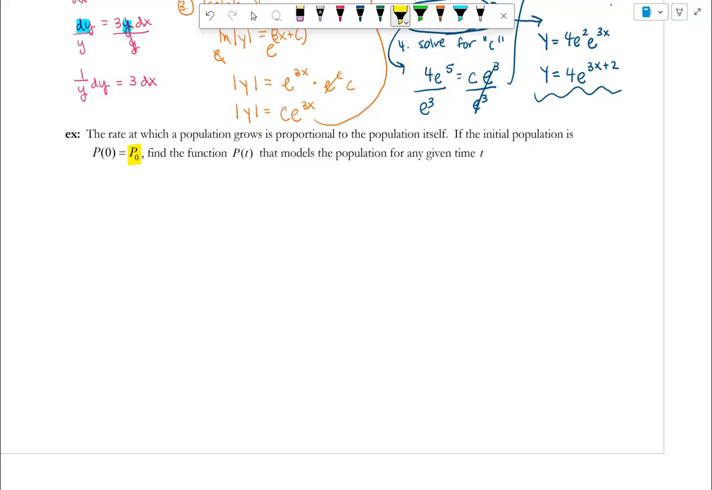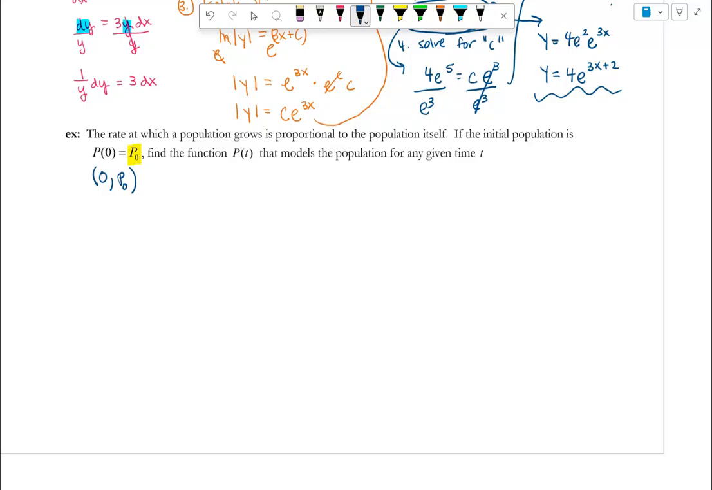This is a heavily coded example where we're asked to find, again, the particular solution. So we do have an initial condition here. The initial condition is right here. When my input t is 0, my output is P naught.